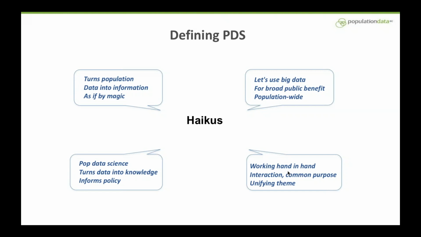One, for example, was: population data science turns population data into information as if by magic. So the way it works, you've got 5 syllables, 7 syllables, 5 syllables, and that's all you can have. And another one: let's use big data for broad public benefit, population-wide. And: pop data science turns data into knowledge, informs policy, and working hand in hand, interaction, common purpose, unifying theme.